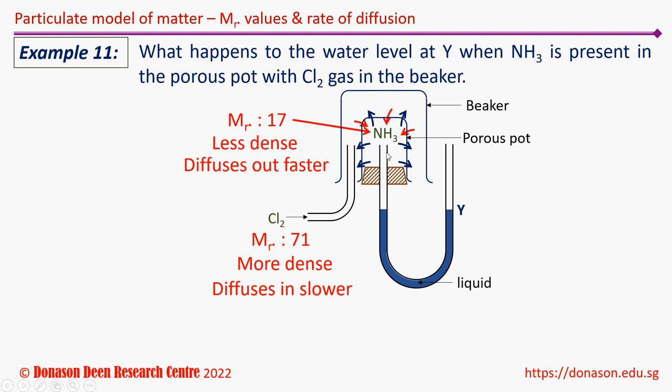As a result, there is going to be a decrease in the pressure inside the porous pot. If there is a decrease in pressure and the atmosphere is pushing down on the other side, the water level is going to go up on the left-hand side of the limb, which subsequently affects the water level on the right-hand side of the limb, and that is going to drop, or fall. So the water level at Y is going to drop as a result of putting these two gases at their respective positions as indicated in the question.